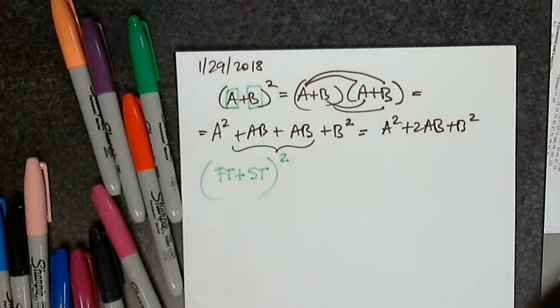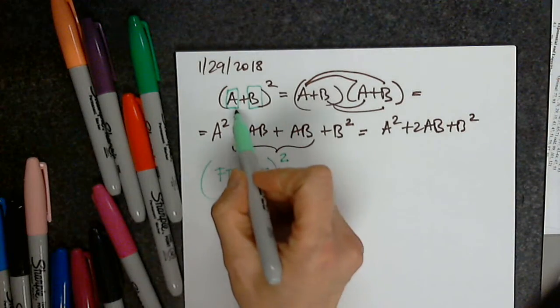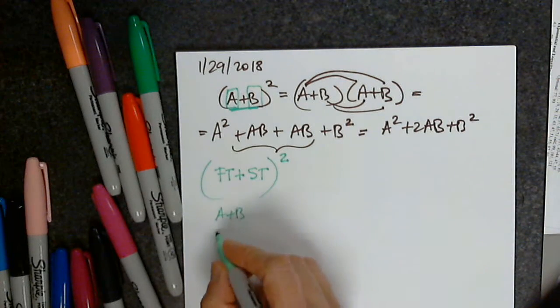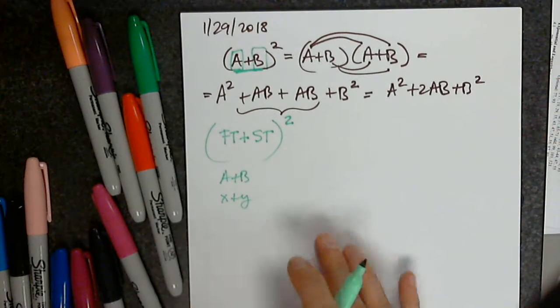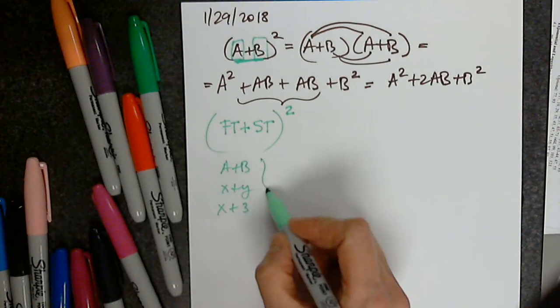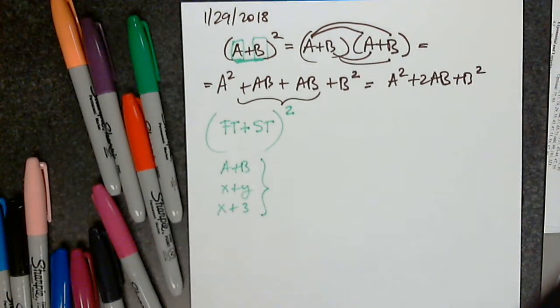Let's notice something before we continue. How do we call A plus B? What is the name of A plus B? Or if you want X plus Y? Or if you want X plus 3? How do we call these? We need the terminology. It's like a foreign language, right?